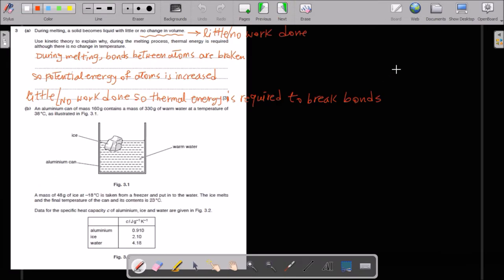Question number 3. During melting, a solid becomes a liquid with little or no change in volume. Use kinetic theory to explain why, during the melting process, thermal energy is required, although there is no change in temperature.